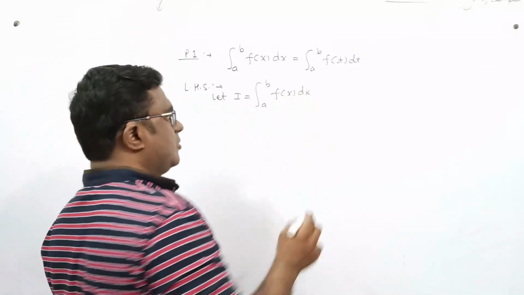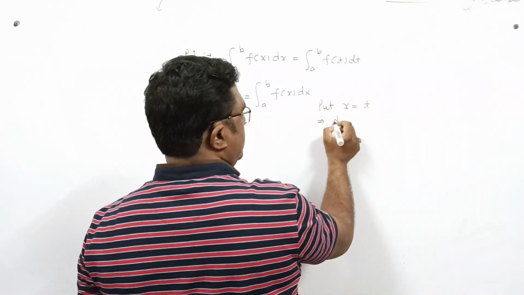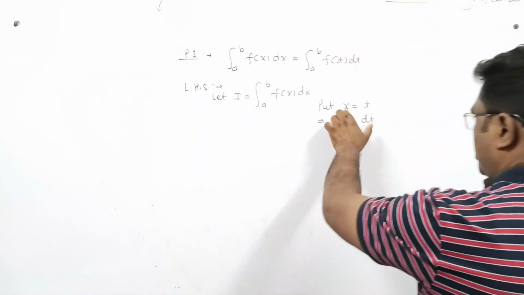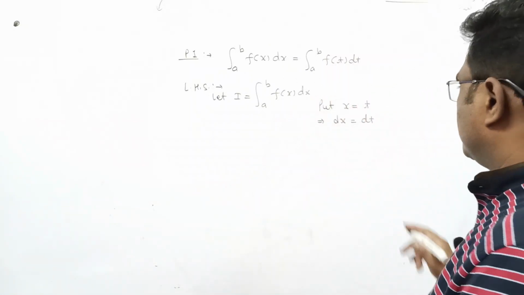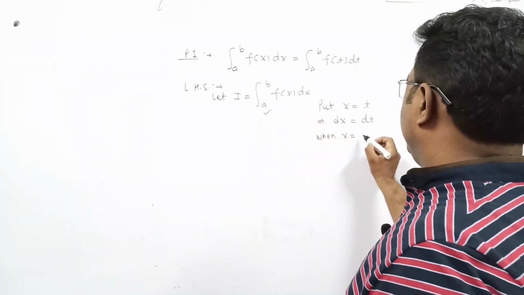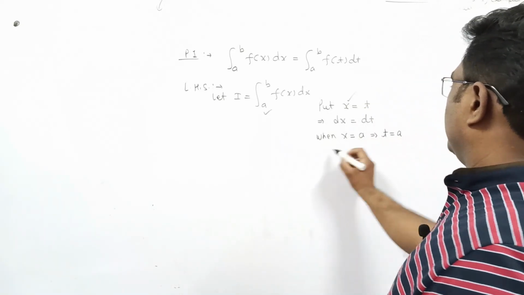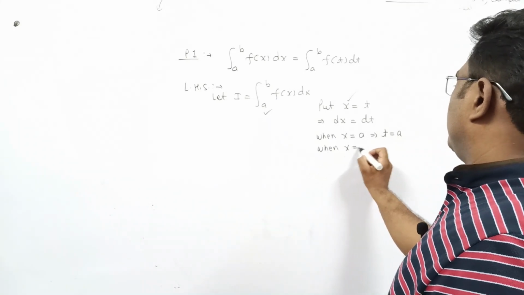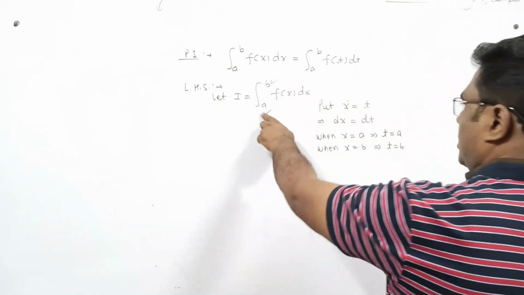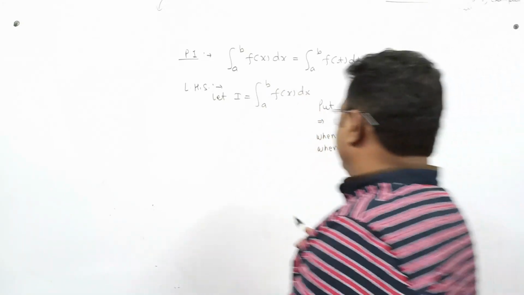To prove this property, we have to simply put x equal to t. So dx is equal to dt. And as we are trying to change the variable, we will have to change the limits also. When x is equal to the lower limit a, put a here in place of x, then t will be a. Similarly, when x is equal to b, then t will be b. So these are the old limits, according to the value of x, and these are the limits according to the value of t.